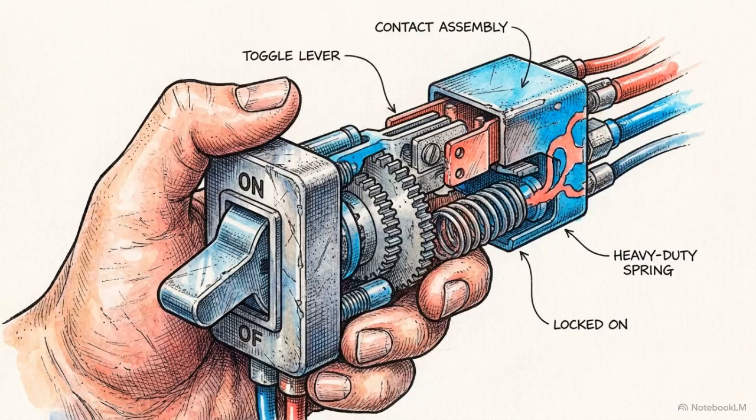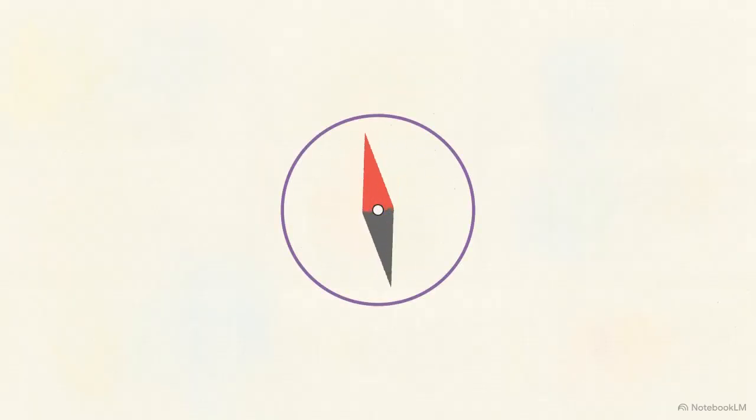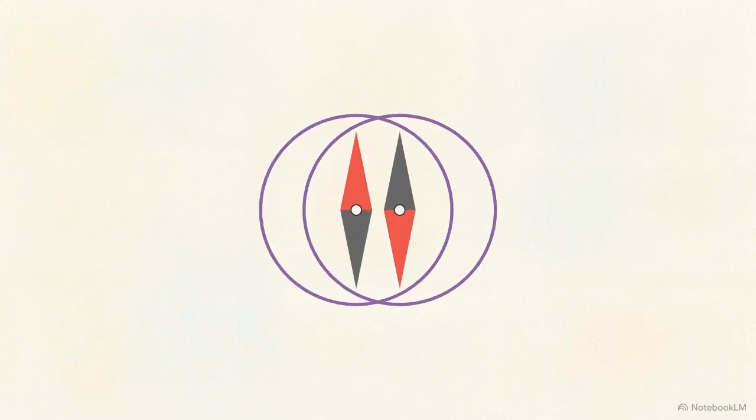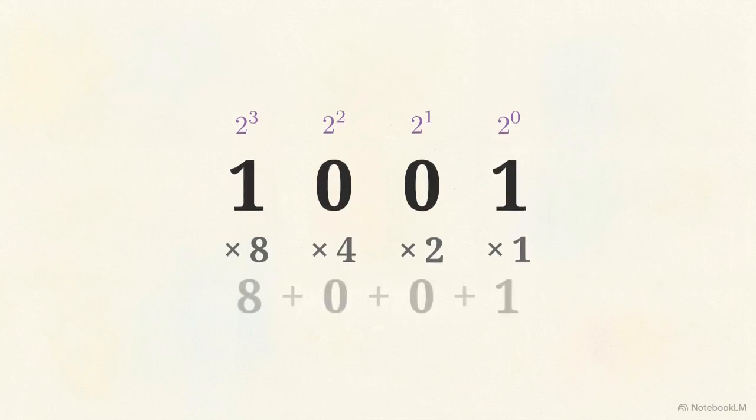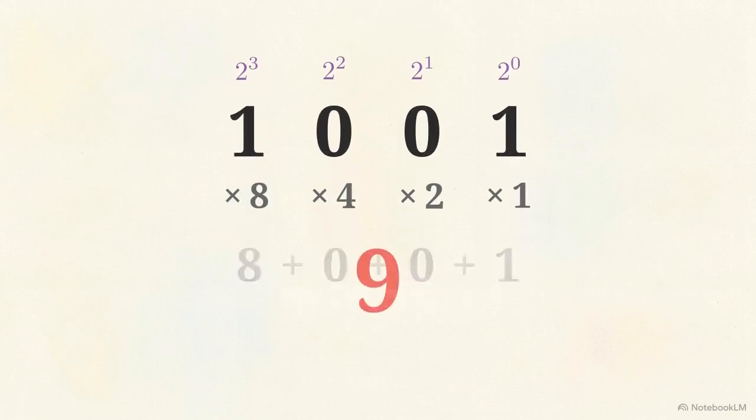Computer engineers map those raw physical states, electricity on or off, magnetism north or south, directly into mathematics, assigning them the digits 1 and 0. This visualization shows how ones and zeros turn into numbers. In the binary sequence 1001, each position is a power of 2. Working right to left, we have 1 one, 0 twos, 0 fours, and 1 eight. Summing those gives us the decimal 9.